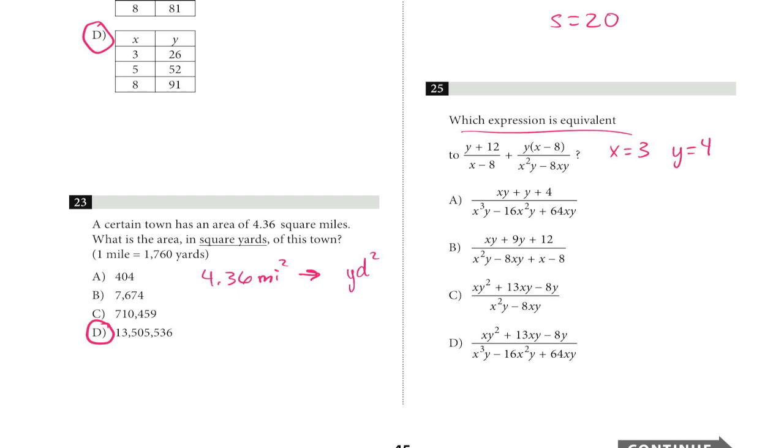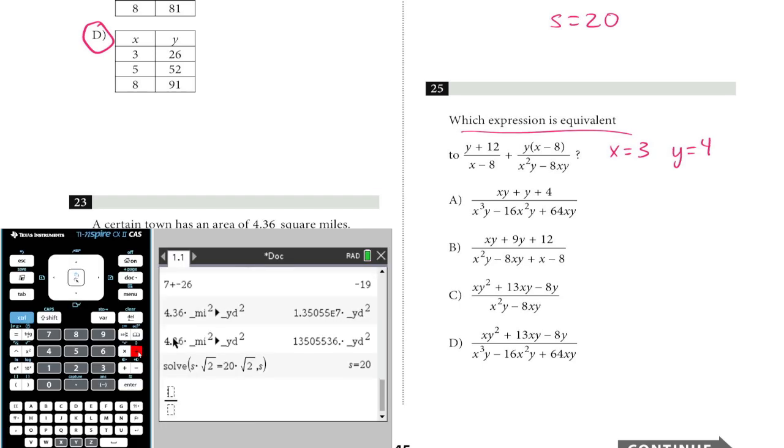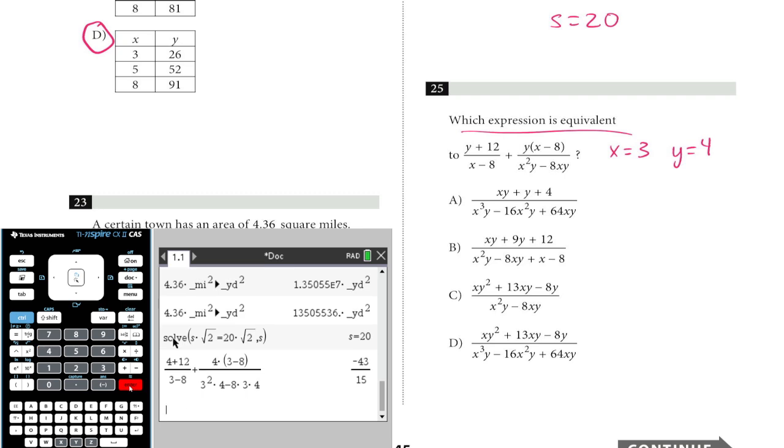So we can now go into our calculator and just type it in. Wherever we see y, we're going to plug in 4. So it's going to be 4 plus 12 over x, which we said is 3, so 3 minus 8 plus, control divide, 4 parentheses 3 minus 8, over 3 squared times 4 minus 8 times 3 times 4. And we will hit enter.